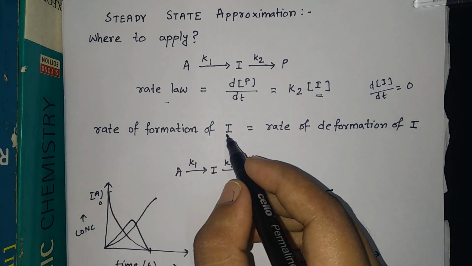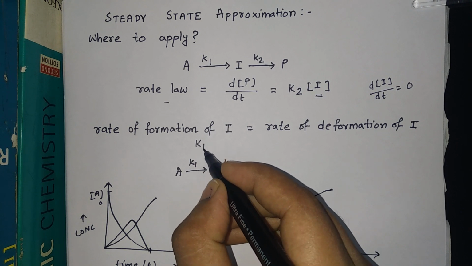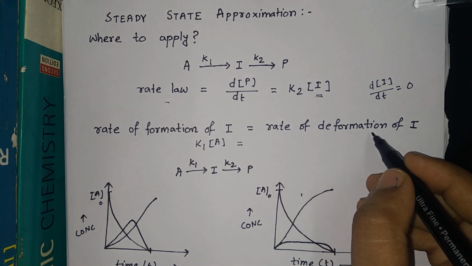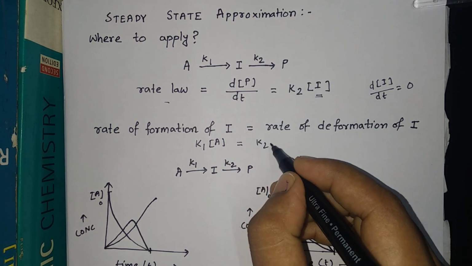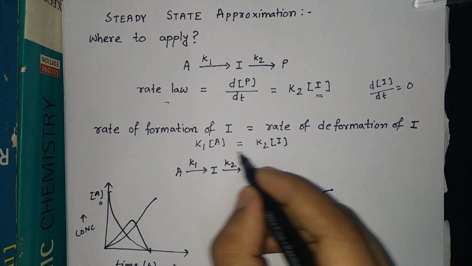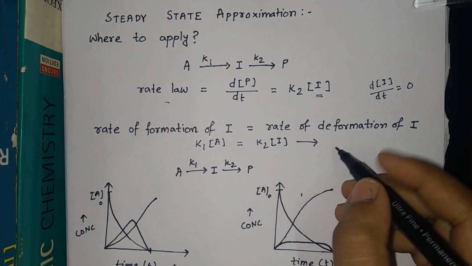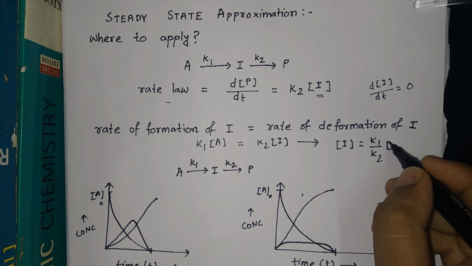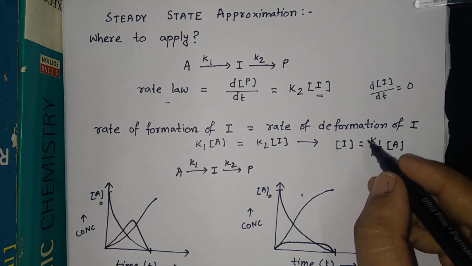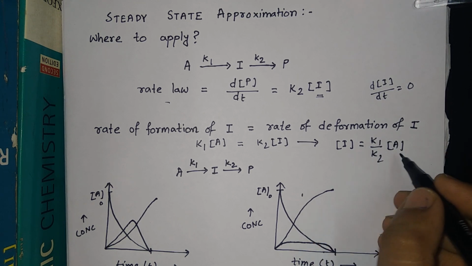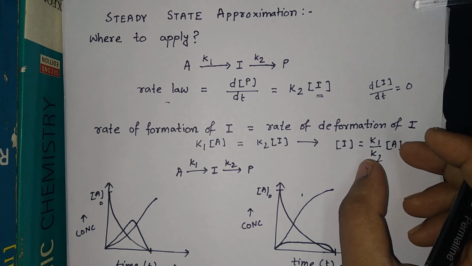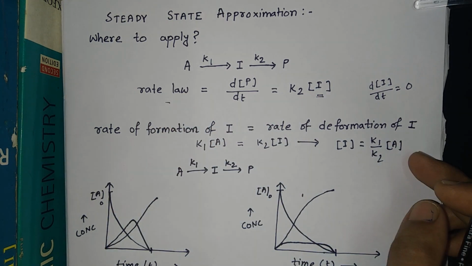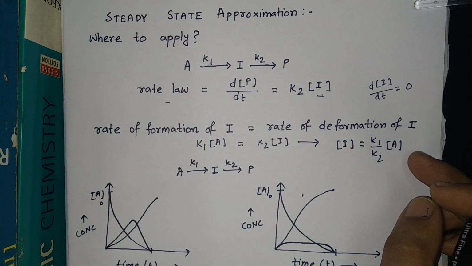The rate of formation of the intermediate means the first step, that is K1 into A. And the rate of decomposition of the intermediate is K2 into I, the second step. These two are equal, and from this we get the intermediate concentration equal to K1 by K2 into the concentration of the reactant. Now we have the concentration of the intermediate in terms of the concentration of the reactant, and we can put this value in the rate equation and get a rate law in terms of the reactant concentration. In this way we can solve this problem.